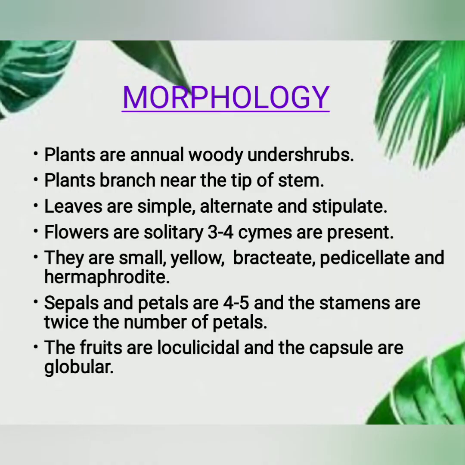Next we have the morphology of jute. Plants are annual, woody undershrubs. Plants branch near the tip of the stem. Leaves are simple, alternate and stipulate. Flowers are solitary, and 3 to 4 cymes are present.